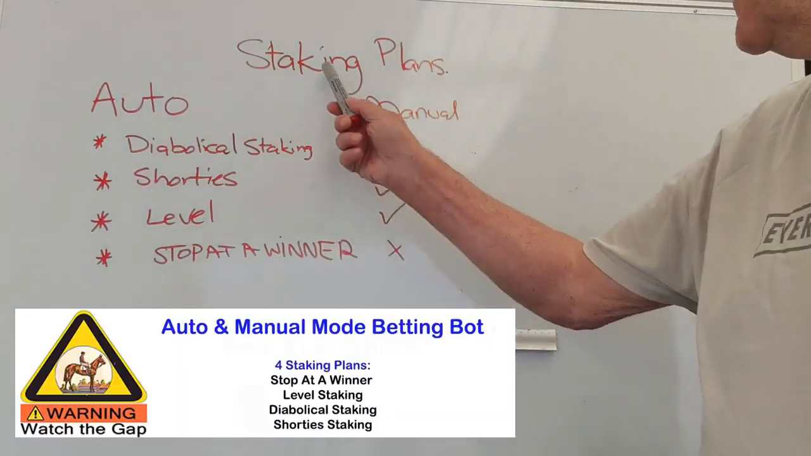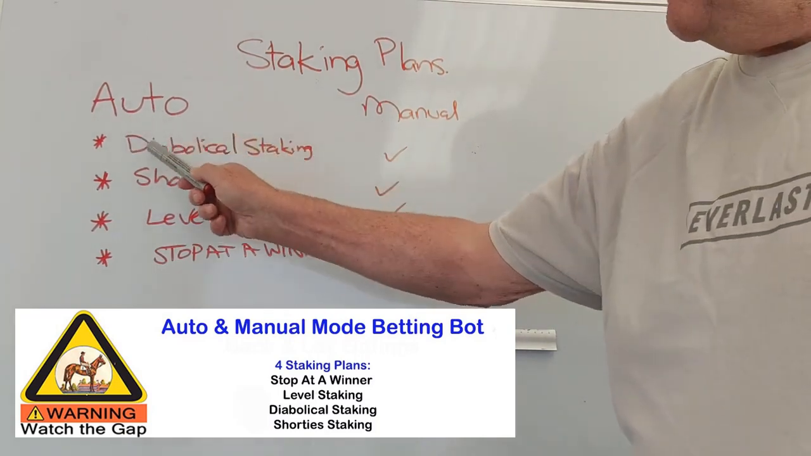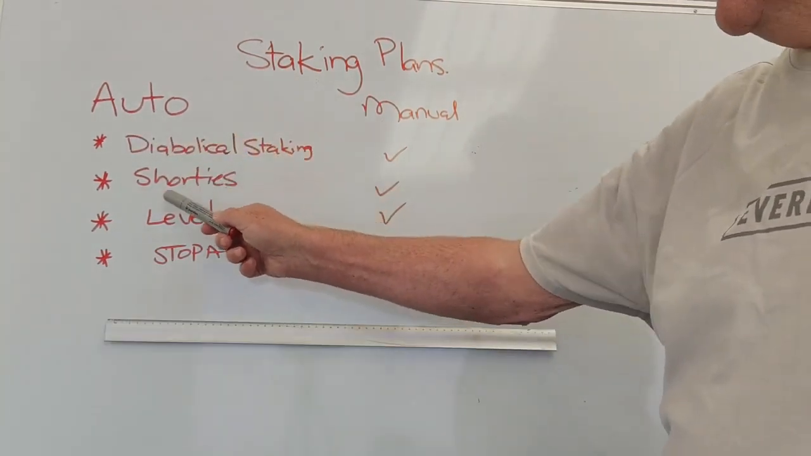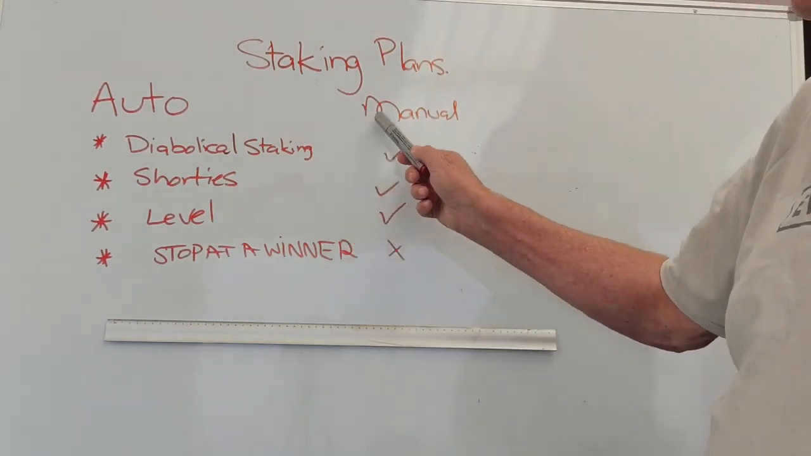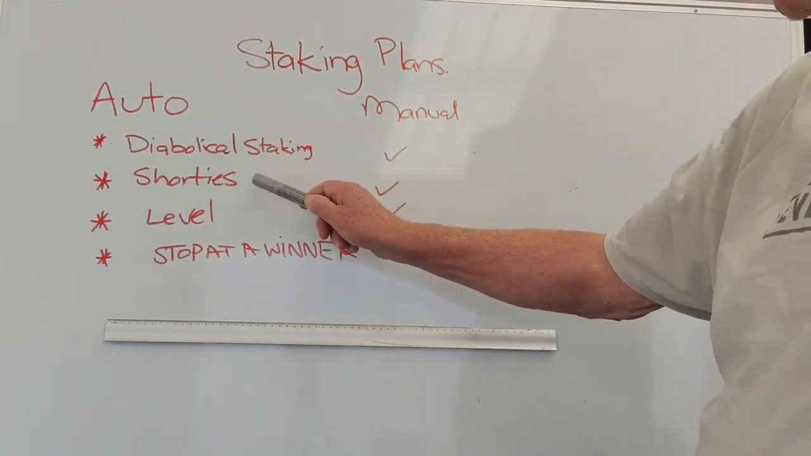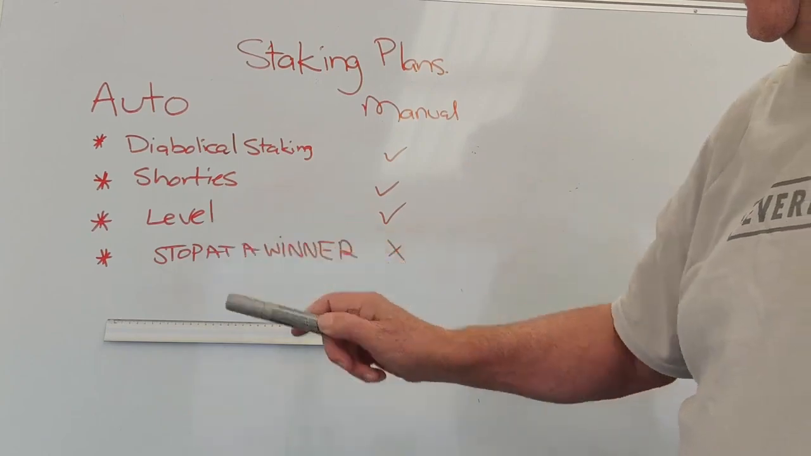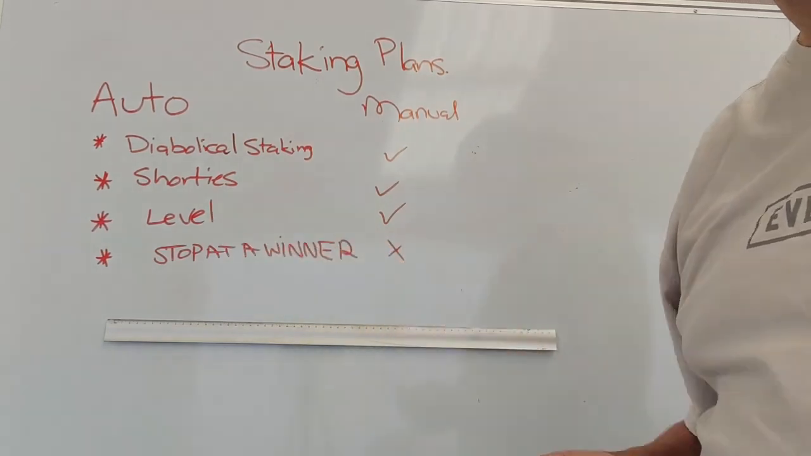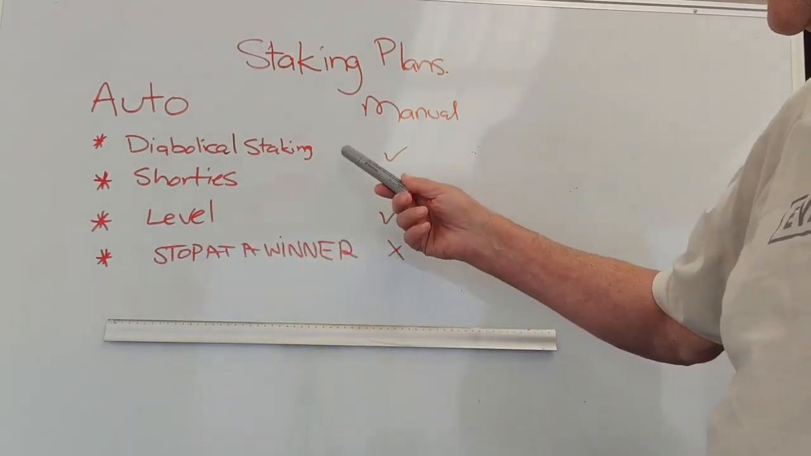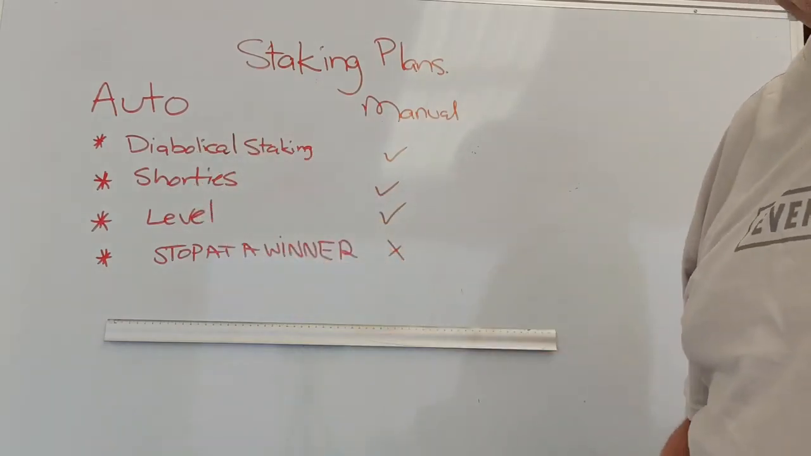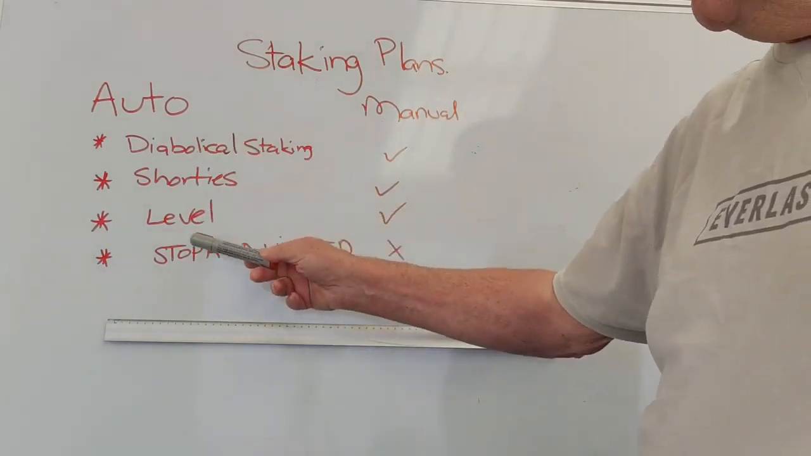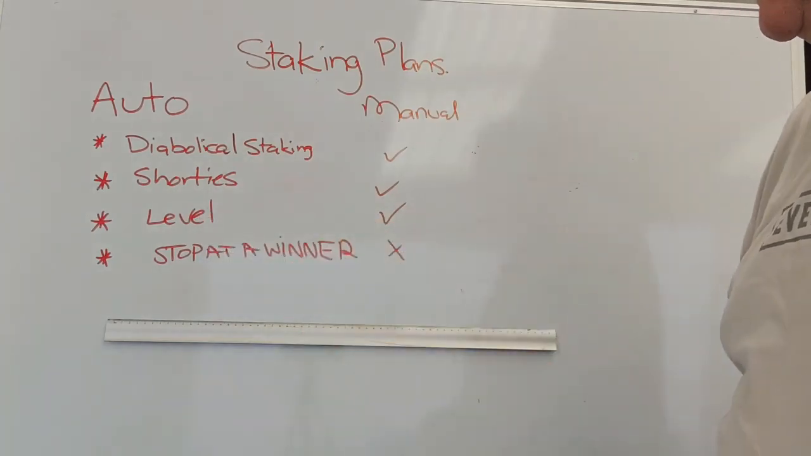And in the staking plans, in the auto section, we have the diabolical staking plan, shorty staking, level staking, and stop at a winner. And in the manual, we have just the top 3: diabolical, shorties, and level staking. In the page down below, you'll see links to these staking plans, so you can find out more about them if you want to get more involved in the other staking plan.